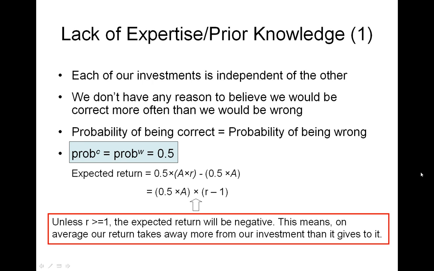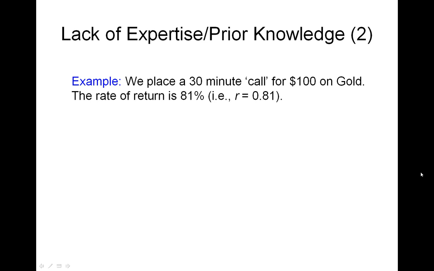Now, we're not sure if we're going to be right any more times than we're going to be wrong. Therefore, on average, if we look at the expected total return, we're going to actually lose money based on this model of binary trading. Let's take a look at the example where you place a 30-minute call for $100 on gold and the rate of return is 81%. That is to say that R is 0.81.